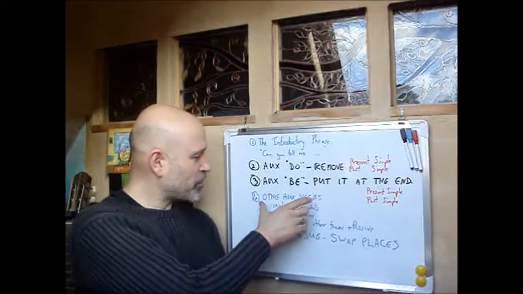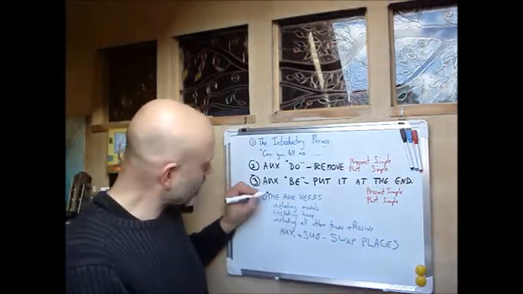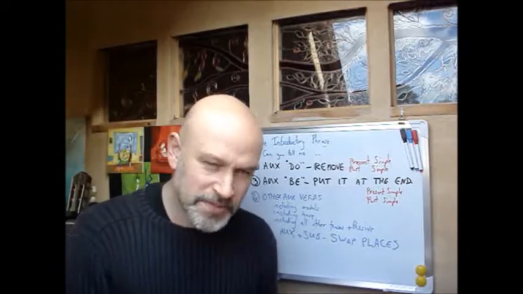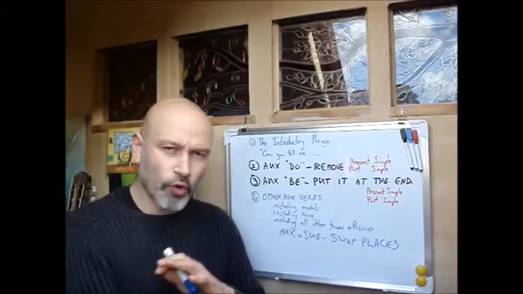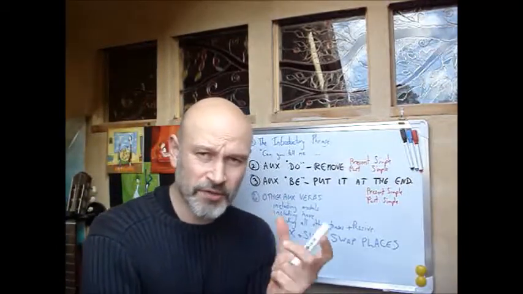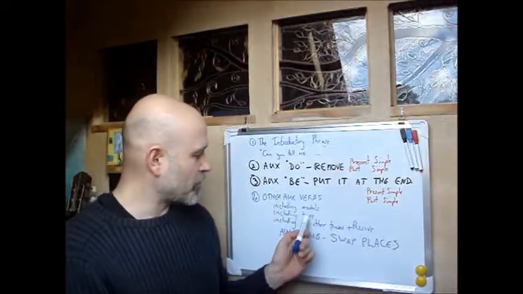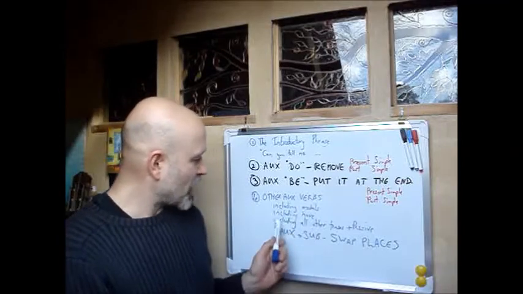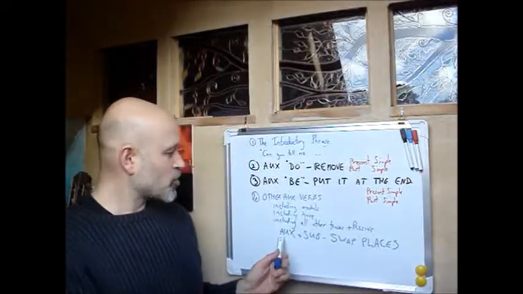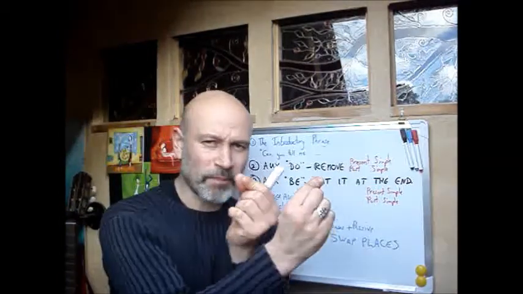The auxiliary verb, right, let me correct my spelling, other auxiliary verbs, including all modal verbs, which, as you know from our first lesson, modal verbs are also auxiliary verbs. Modals, the auxiliary verb to have, including all other tenses and passive tenses, swap places. The auxiliary verb and the subject swap places.